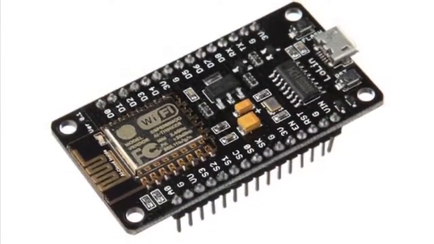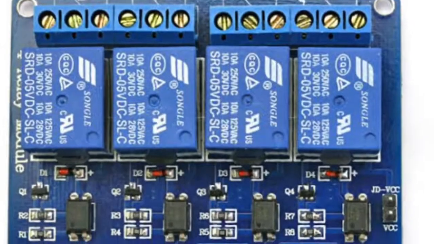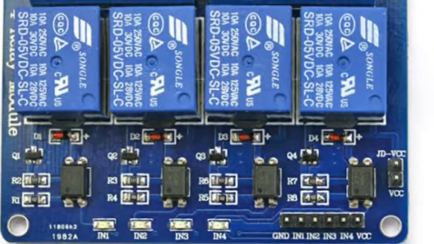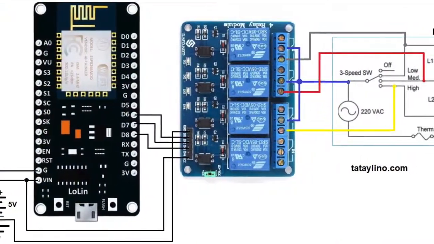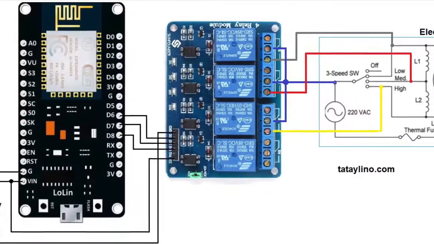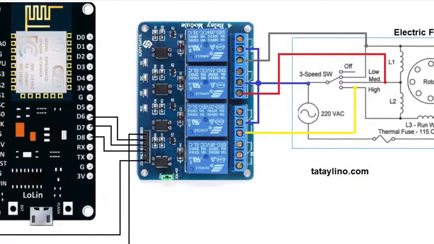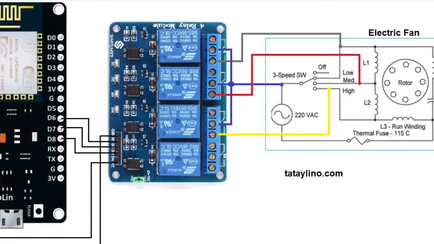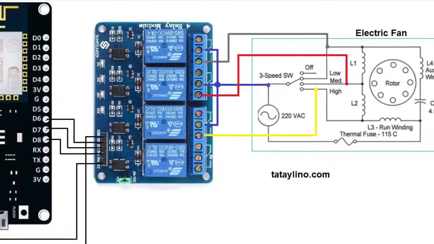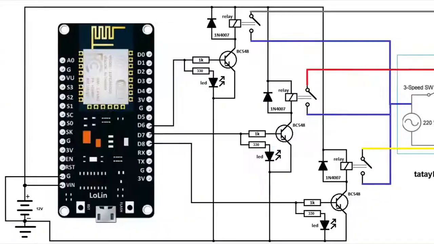On this project, you will need a NodeMCU board and a 4-channel relay board module. Here's the simple schematic of the project that I made. You basically connect the relay board module into the level switch of the electric fan, and the relay board is being controlled by the NodeMCU board. For more information, you can click on the link in the description below.